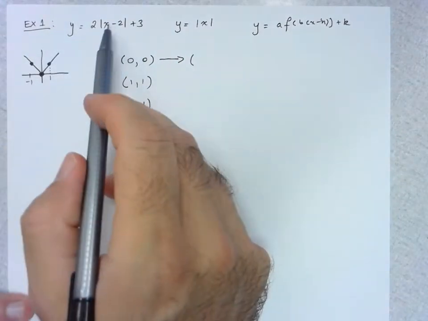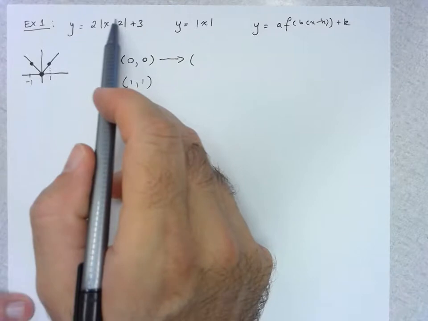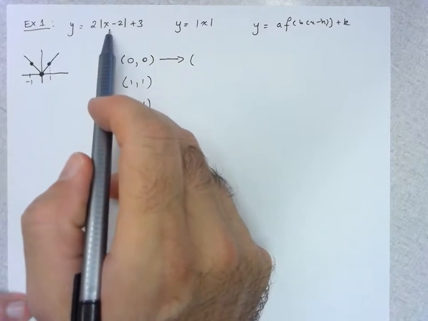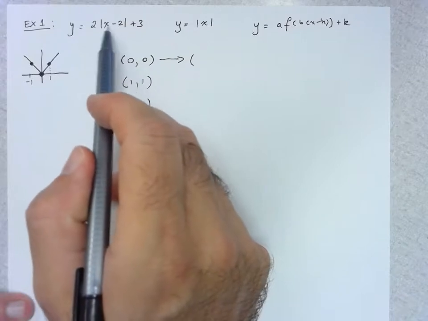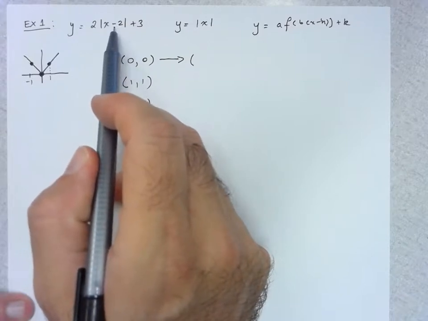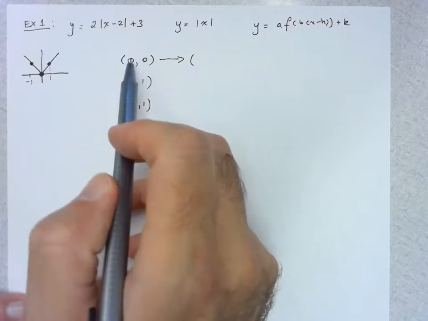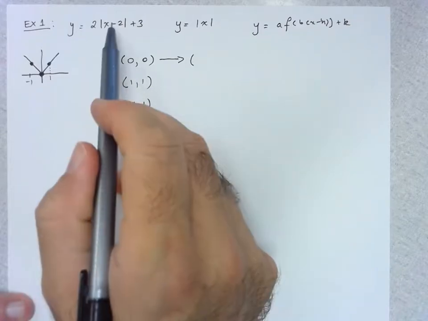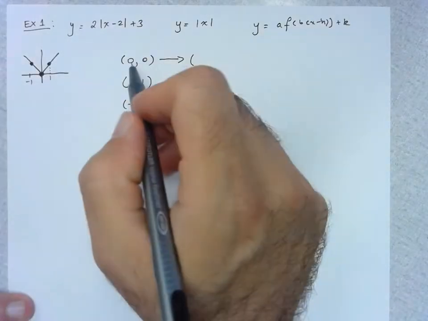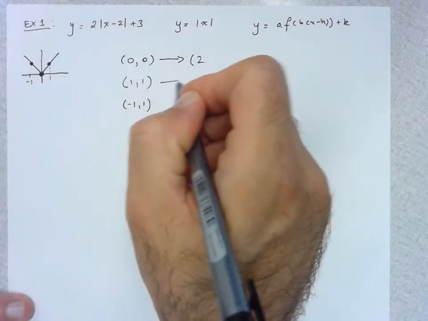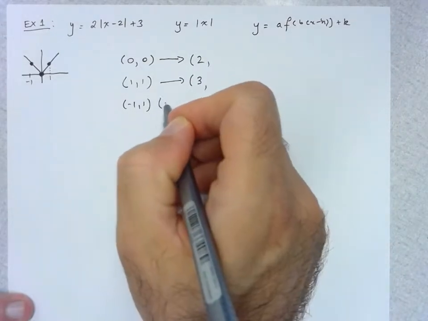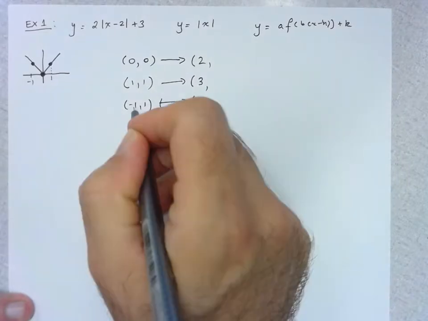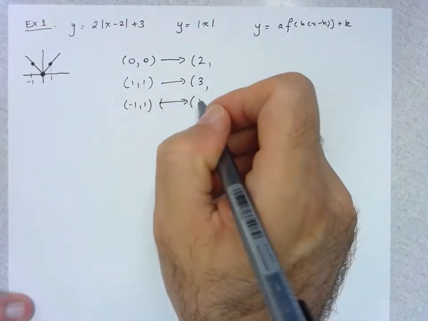Okay, so let's recall that our horizontal transformations are always the opposite of what we see in the input here of x minus 2. So we know that what we're doing is we're adding 2 to each of the x values. Okay, always the opposite of what you see. So 0 plus 2 is 2. Here we've got 1 plus 2 is 3. Negative 1, oops, sorry about that. Negative 1 plus 2 is just 1.